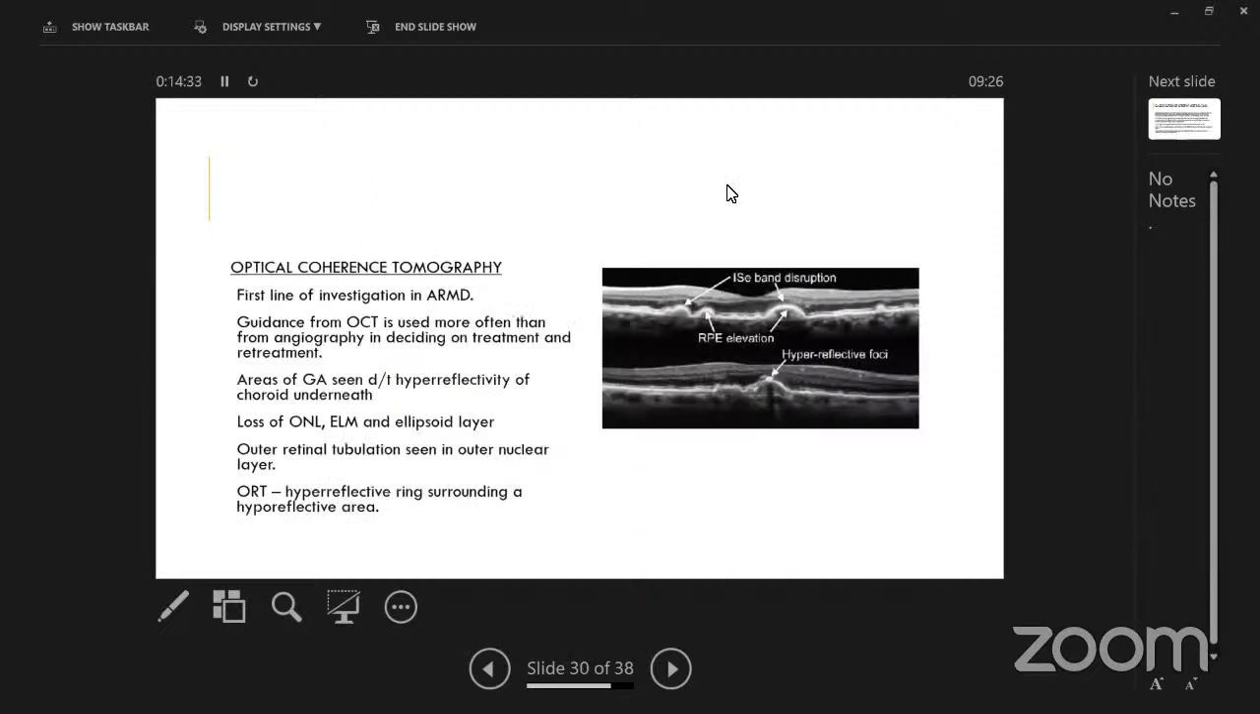On OCT, which is the first line investigation of ARMD, the guidance from OCT is used more often than from angiography in deciding on treatment and retreatment. Areas of geographic atrophy are seen due to hyperreflectivity of the choroid underneath. There is loss of ONL, ELM and ellipsoid layer. Then outer retinal tubulation is seen in the outer nuclear layer.